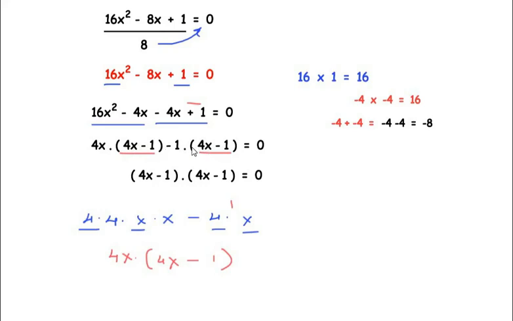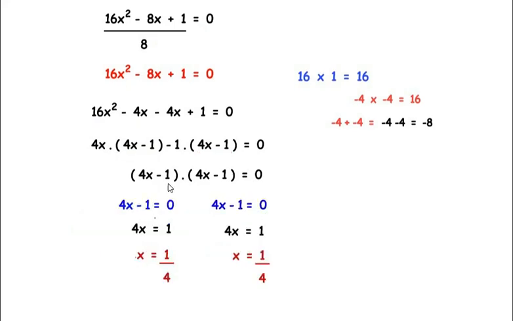So if you're getting different terms, you have to be careful and you have to recheck your steps, because probably you have chosen the wrong factors. So once we have got this equation equal to 0, let us pull out 4x minus 1 from these two terms. So we get 4x minus 1, and the remaining terms become 4x minus 1 equal to 0.